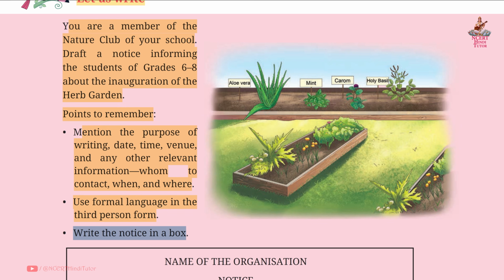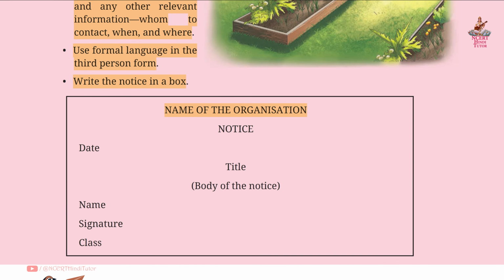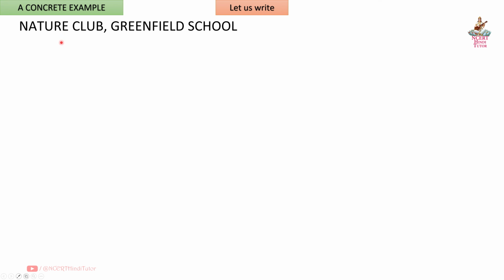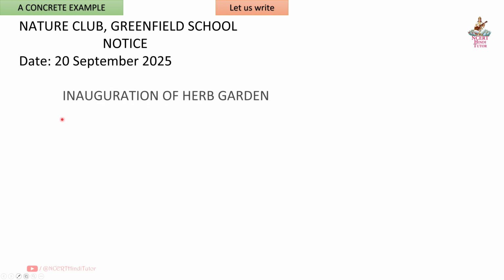Write the notice in a box. Name of the organization, notice, date, title, body of the notice, name, signature, class. Answer: Nature Club, Greenfield School. Notice: date 20th September 2025.